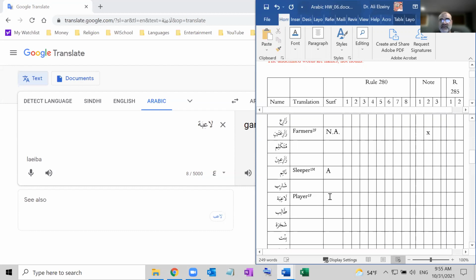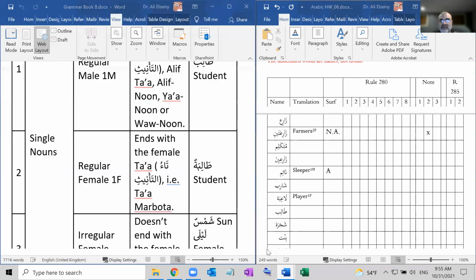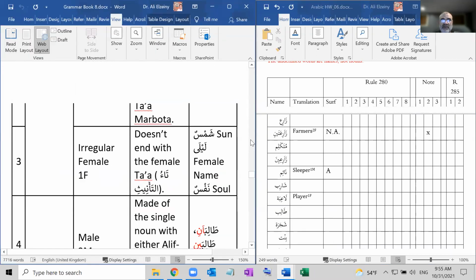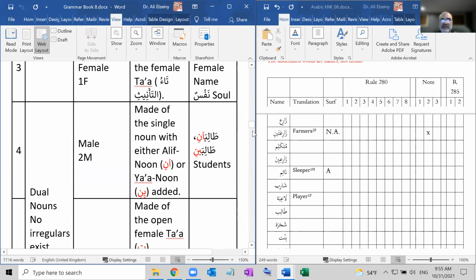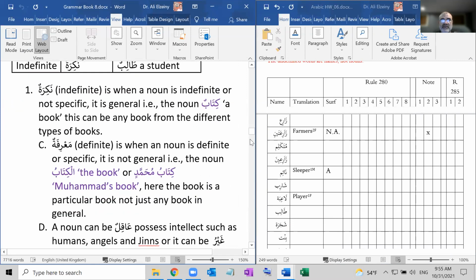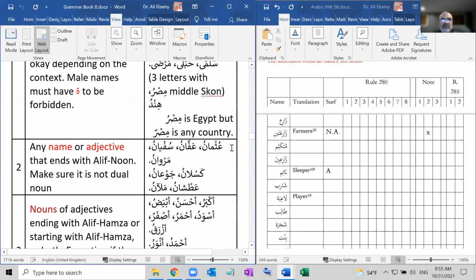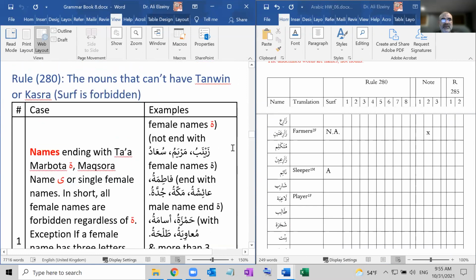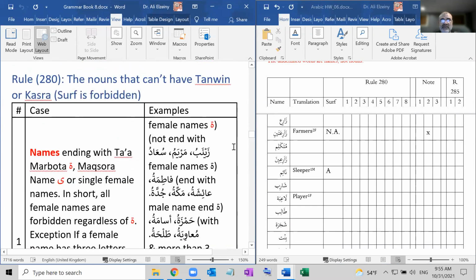Okay. How about صرف? Is صرف allowed? You go to rule 250. Rule 280, I'm sorry. Does it end with the ta? Is it a female name or a name that ends with ta marbuta? No.